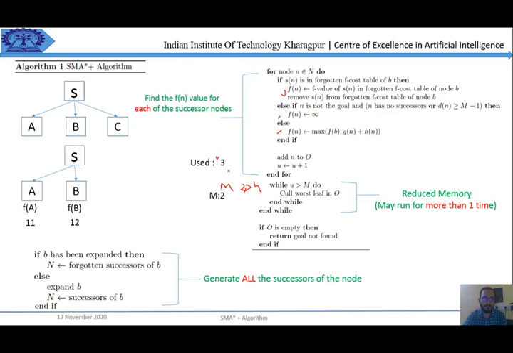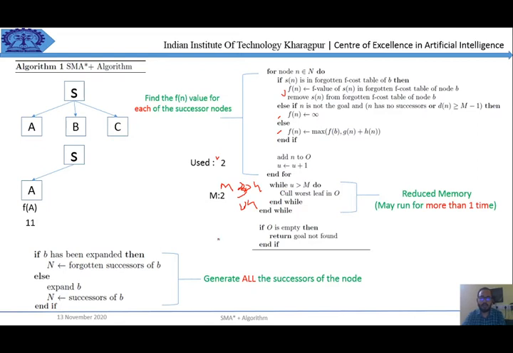So now used will be equal to 3. Still, 3 is greater than 2, so again it will be executed. One of the nodes will be removed from here, culled. So let 12 be culled, then it remains with used equal to 2. Now the condition is not true, so it will come out of the while loop.